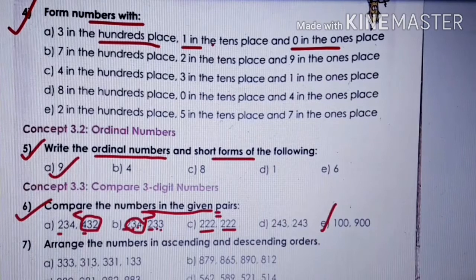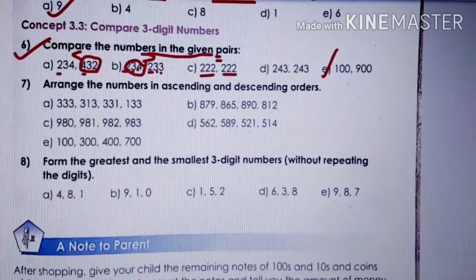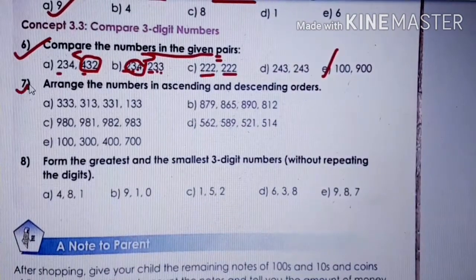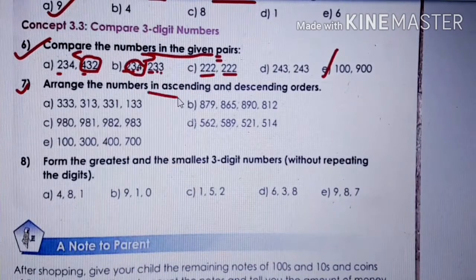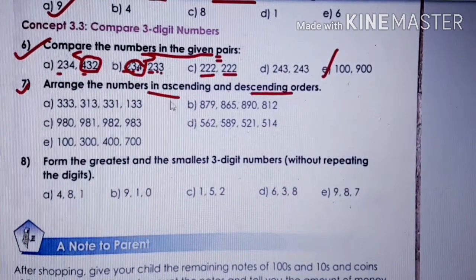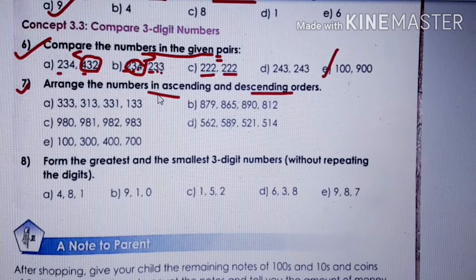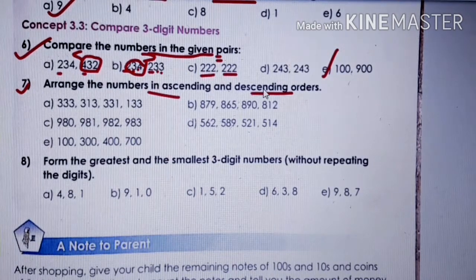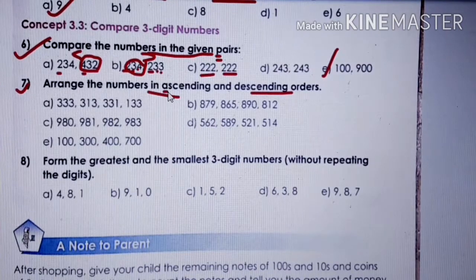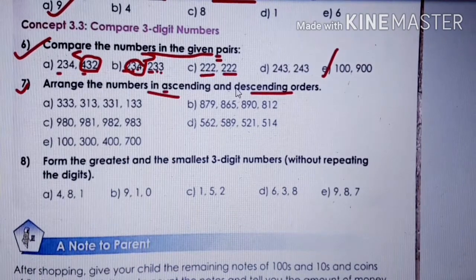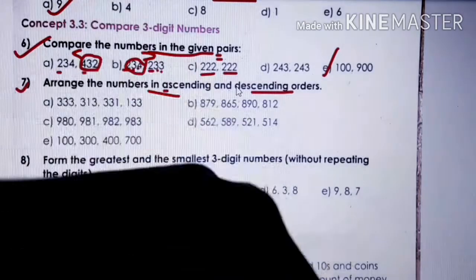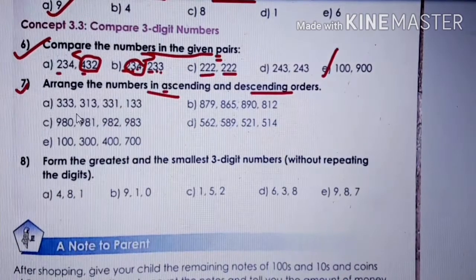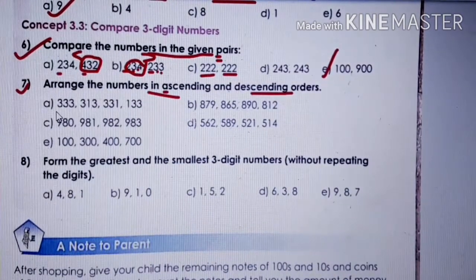Next, 7. Arrange the numbers in ascending and descending order. So you know how to arrange the numbers ascending and descending order, isn't it? Smallest to largest and largest to smallest. Isn't it? A means you start from small to largest, and D means you've come down from largest to smallest, isn't it? So you have to compare the numbers here.